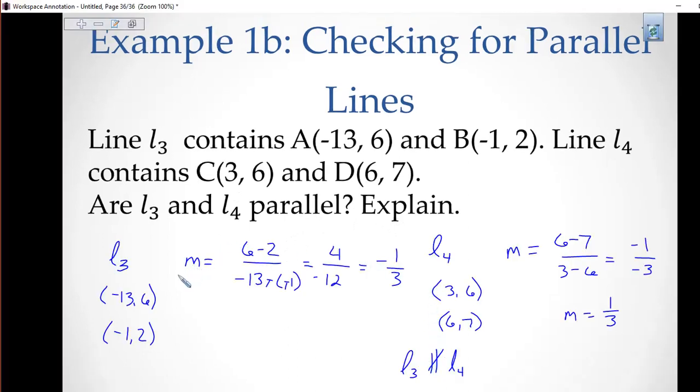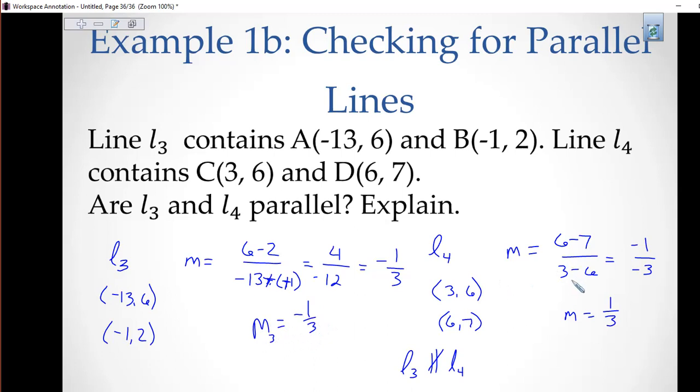All right, so if we look here, we take our coordinates for line 3, -13 and 6, and -1 and 2. Plug it into our slope equation, 6 minus 2, top minus the bottom, and we get 4, and then we do -13 minus -1, which changes it to +1. And -13 plus 1 is -12, which is then 4 over -12, going to reduce to -1/3. So the slope of line 3 is going to be -1/3.